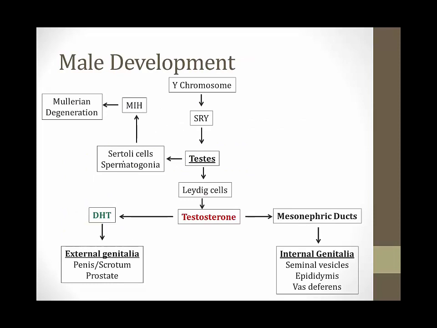Now that we understand that, we can go back to this slide and add the fact that the Sertoli cells secrete Müllerian inhibitory hormone, and this leads to the degeneration of the female or Müllerian structures. And this is why boys aren't born with a uterus and fallopian tubes. Even though they initially in utero have a Müllerian duct, it goes away because of the Sertoli cells and the secretion of Müllerian inhibitory hormone.